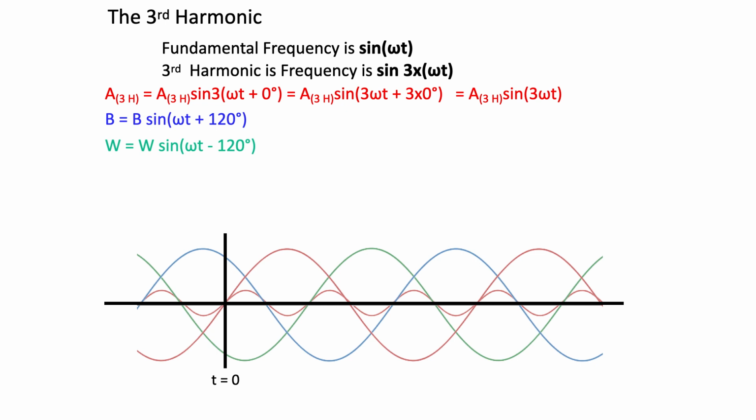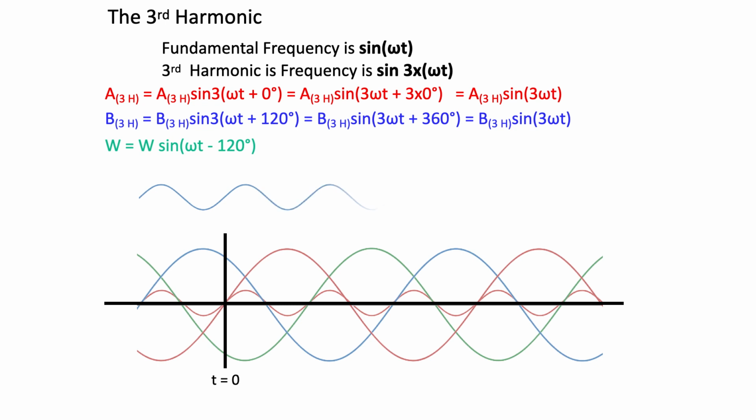Looking at the blue phase third harmonic, it can be written B3H sine 3 times omega t plus 120 degrees. Taking the 3 inside the bracket, we get B3H sine 3 omega t plus 360. And 360 degrees is the same as 0 degrees. So the result will be B3H sine 3 omega t.